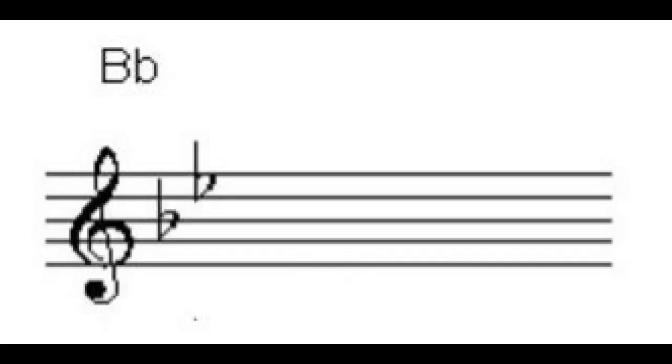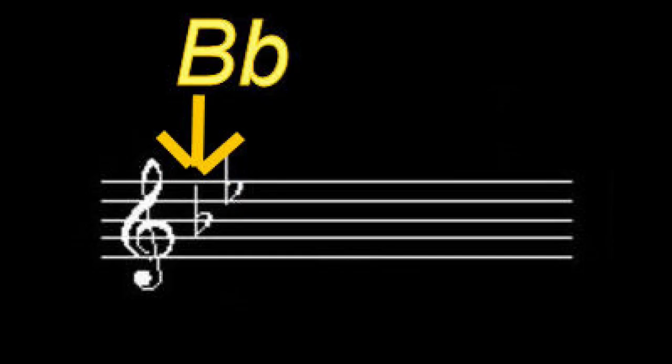Let's look at the key of B flat. There are two flats in this key signature, B flat and E flat. We read them from left to right. They will always appear in that order. So the next to the last flat, the penultimate flat as it were, in this case is B flat. And that is the name of the key, B flat.